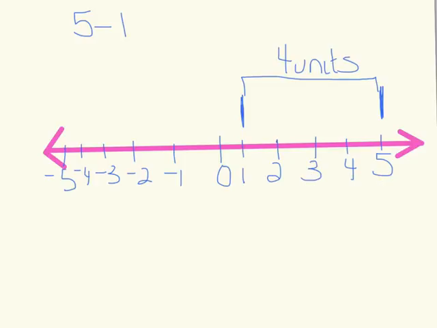Now, what you can also look at here is this number here is larger. This one is smaller. When you are taking a smaller number from a larger number, your answer is going to be positive. 5 minus 1 is equal to 4.